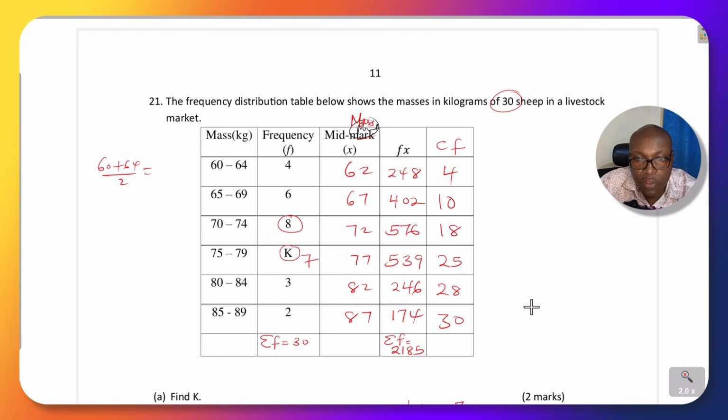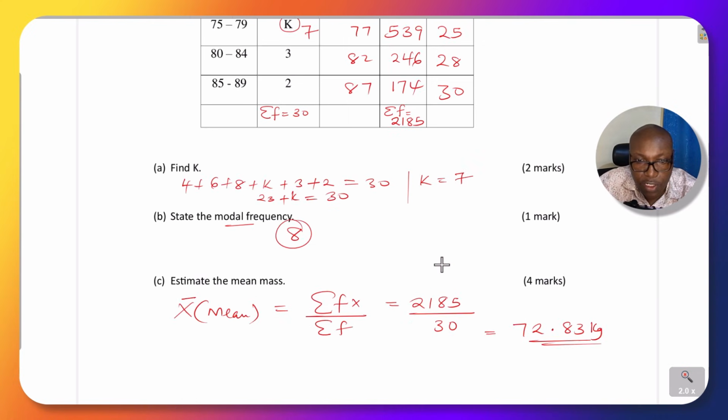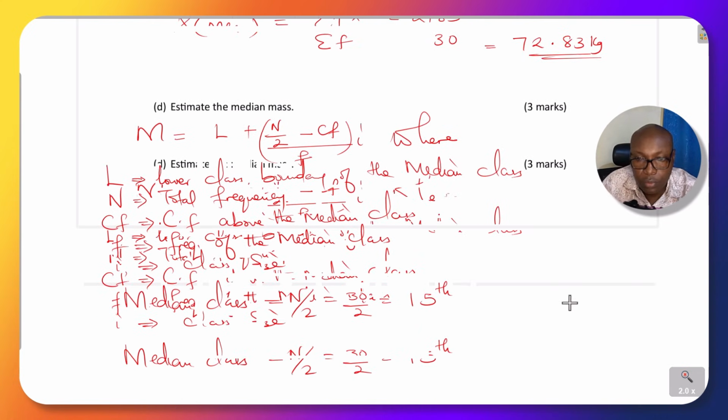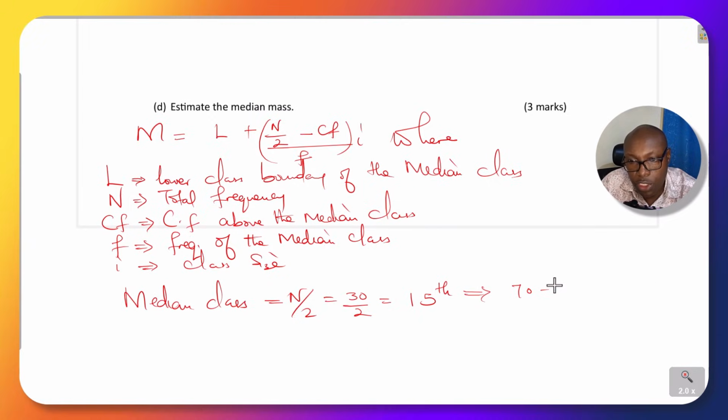So where do we have the 15th sheep? In which class? Look at the cumulative frequency column. The 15th sheep is here. So the previous class, we have up to the 10th sheep. So from the 11th sheep to the 18th sheep, that is found in this class. So the median class is therefore 70 to 74. That is where the 15th sheep lies.